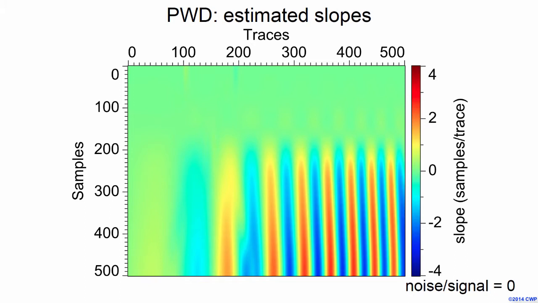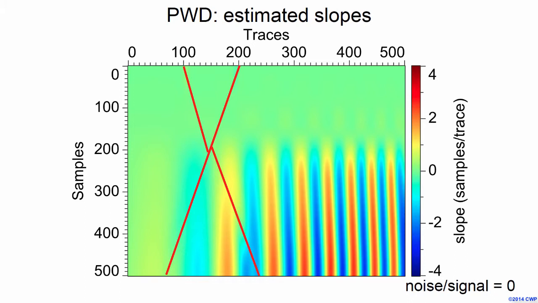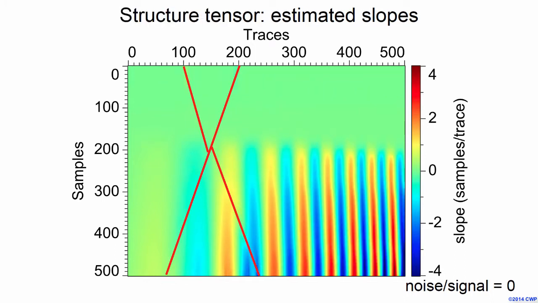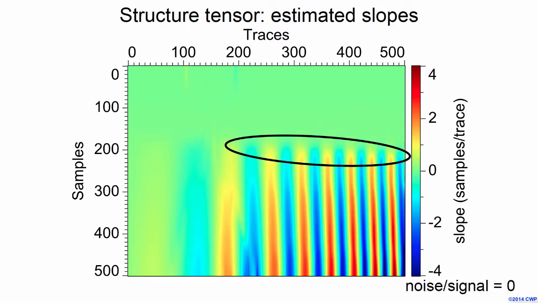So, plane wave destruction filter, structure tensor method. Another thing to note is that both methods are smoothing across the fault, and that's because of the smoothing aspect of both methods. Here for the structure tensor method, they are also both smoothing across the unconformity highlighted by the black oval here.